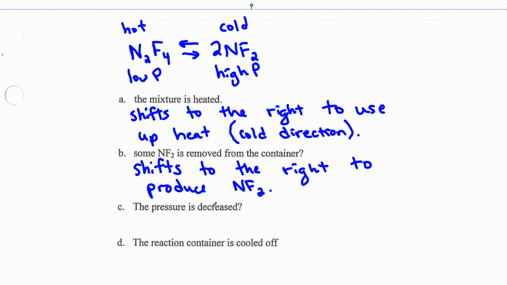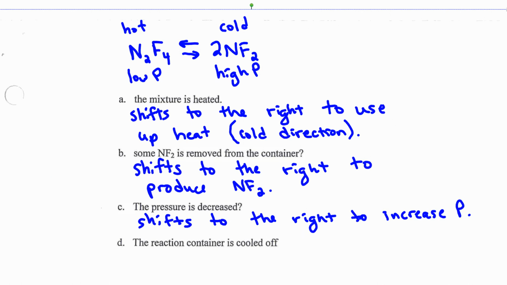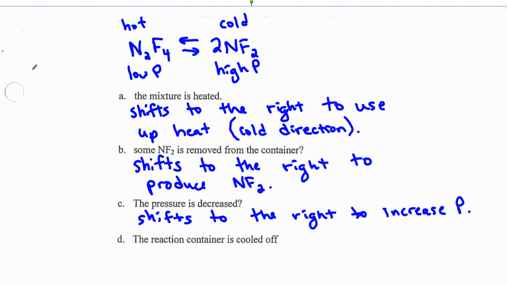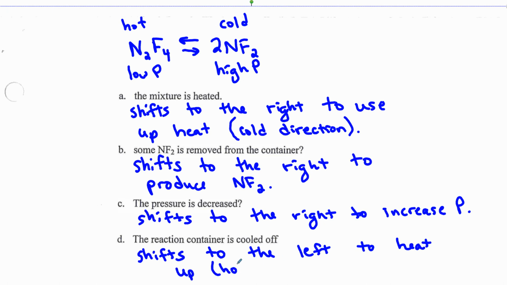The pressure is decreased. If the pressure is decreased, we want to counteract that, so we want to shift towards the high pressure side. Again, we're shifting to the right, to increase pressure. And finally, the reaction container is cooled off. If it's cooled off, we want to shift towards the hot side of the reaction to counteract that change. So this one will shift to the left, to heat up. We'll just say in brackets, hot direction.